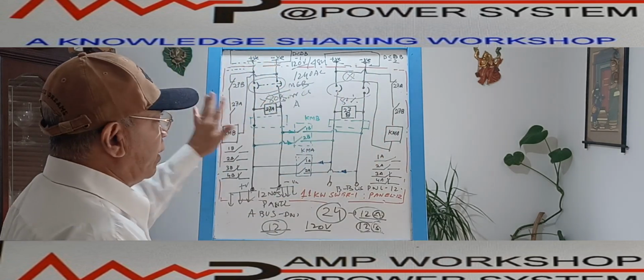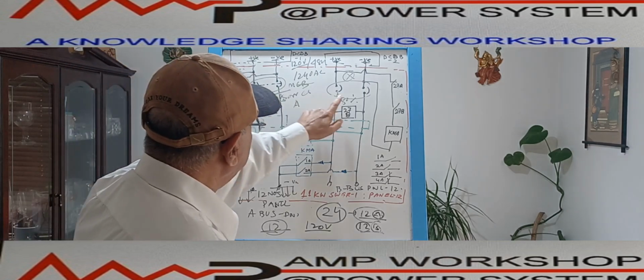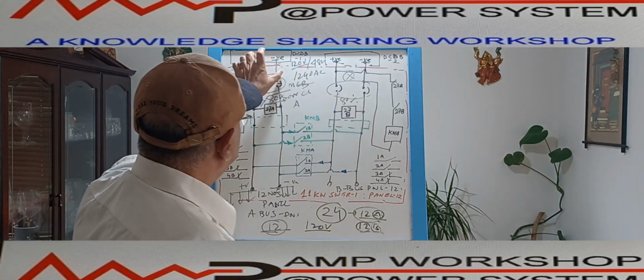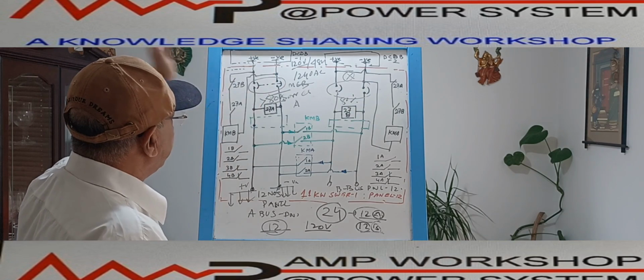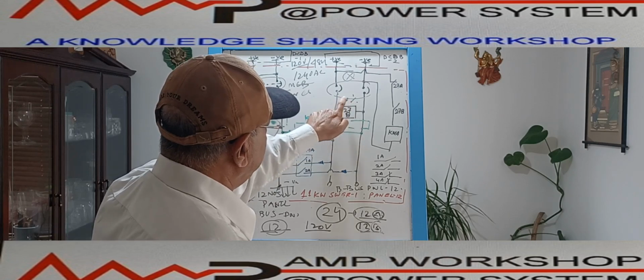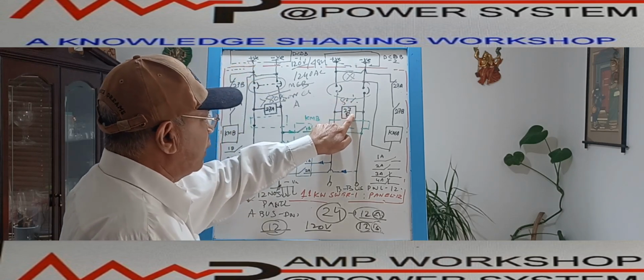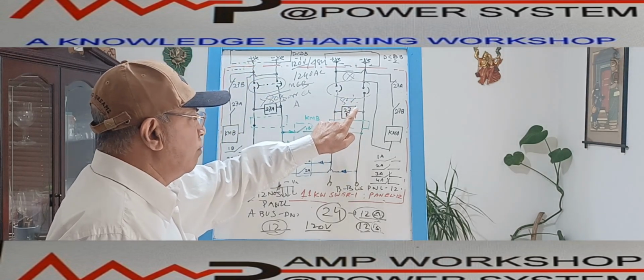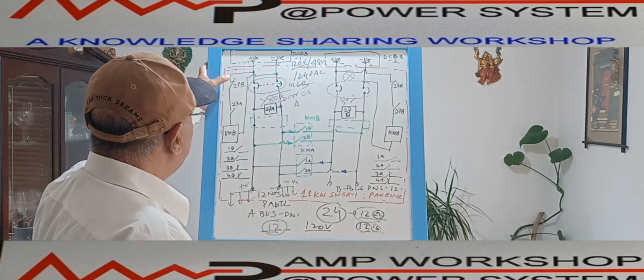So let us come over here. What is happening over here? The moment the B supply is failed, but the A supply is live, means this supply is live. So here what is happening? The 27B is dropped out. With voltage less than 80%, the 27B relay is de-energized. The moment it is de-energized, you see what is happening.